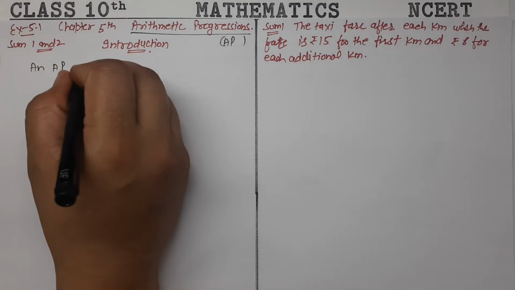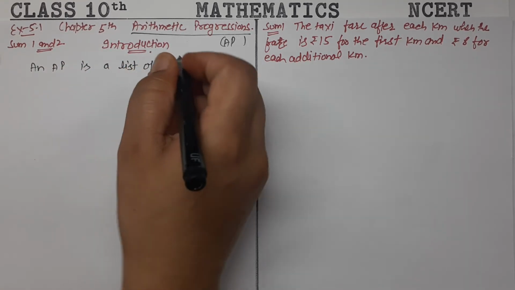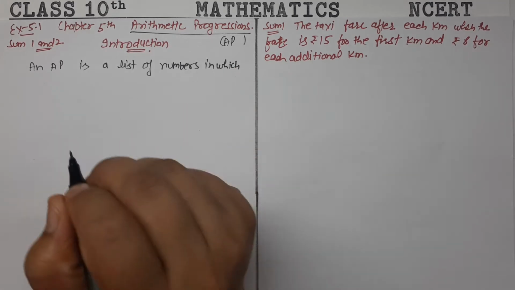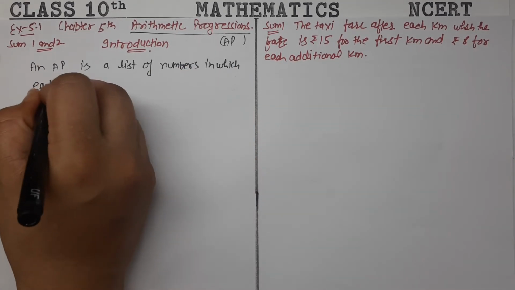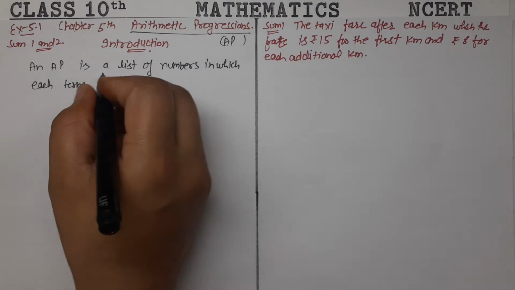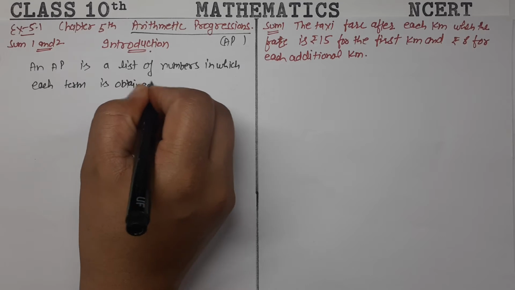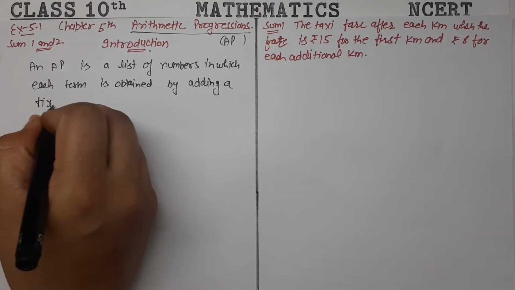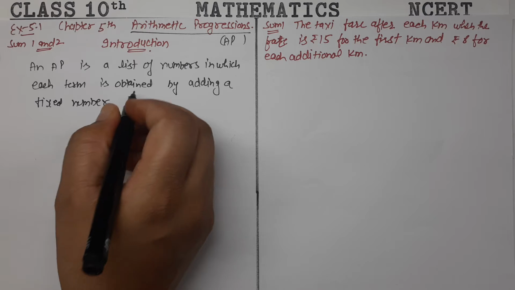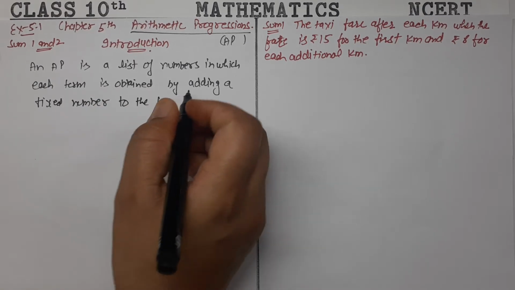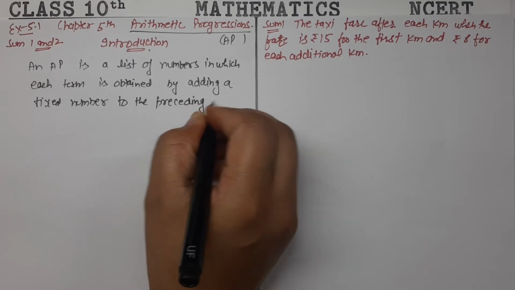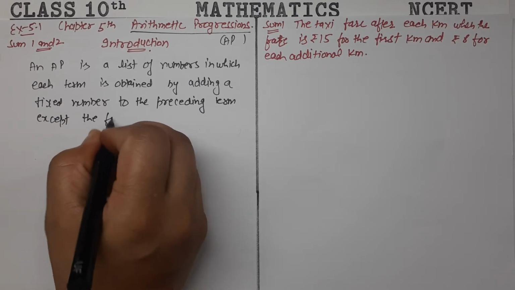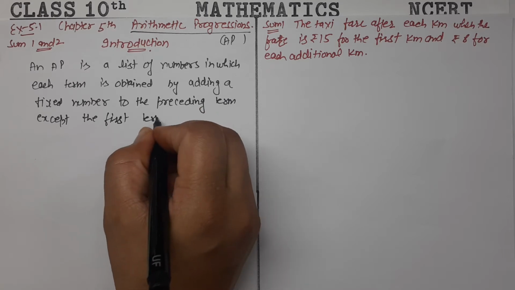An AP is a list of numbers in which each term is obtained by adding a fixed number to the preceding term, except the first term. That is called AP.